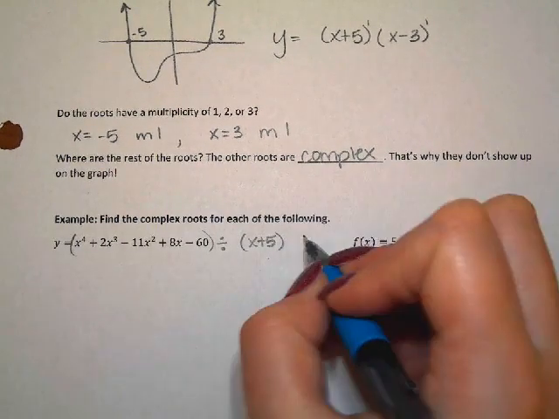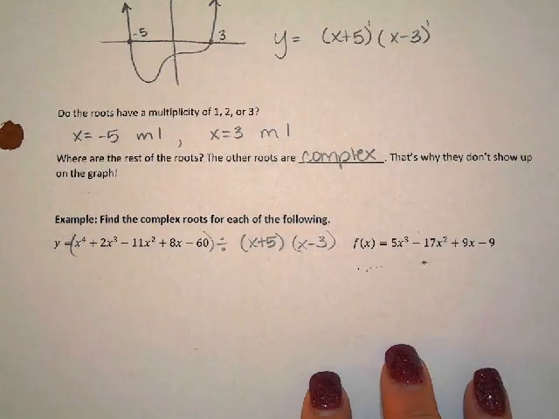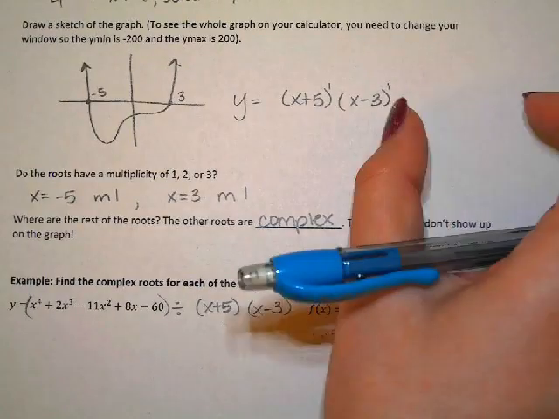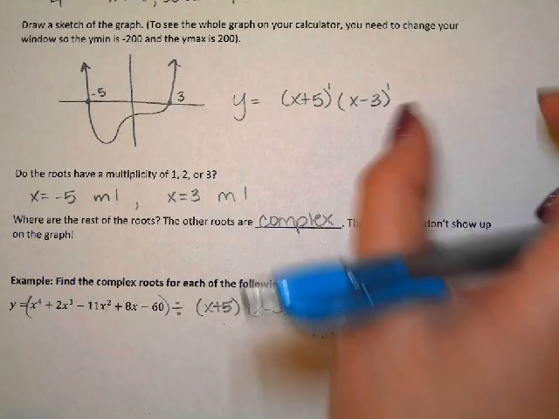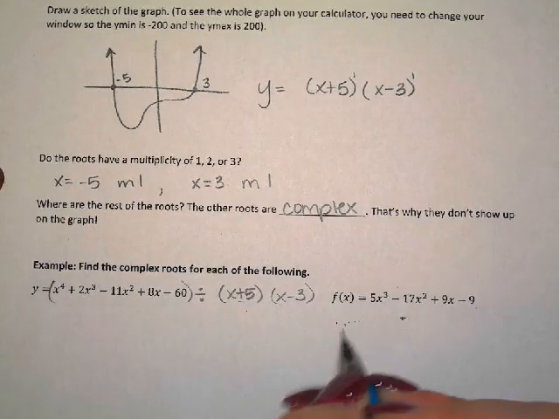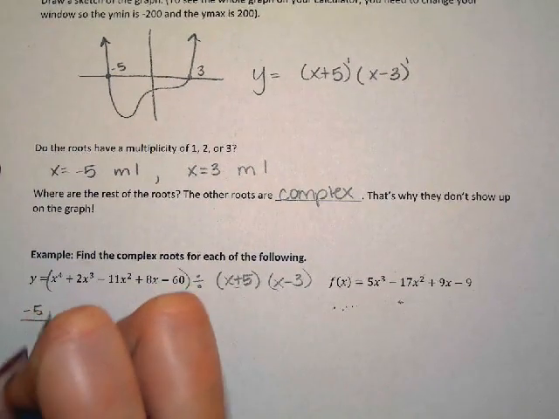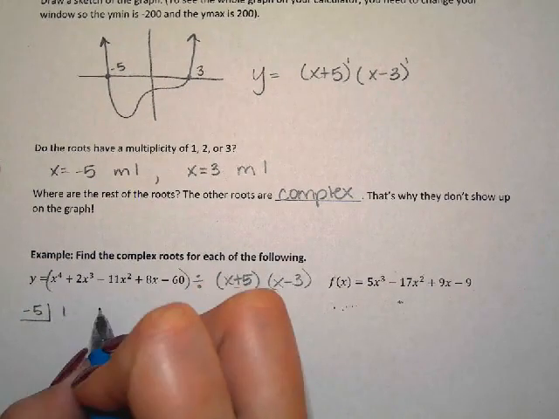And we're going to divide it by x minus 3. And then when we get the result of that, then we will have the rest of the factors for the equation. So I'm going to go ahead and use synthetic division because these are simple factors. So I'm going to say -5. It does not matter which one you do first.